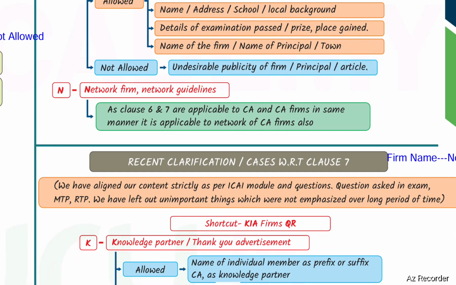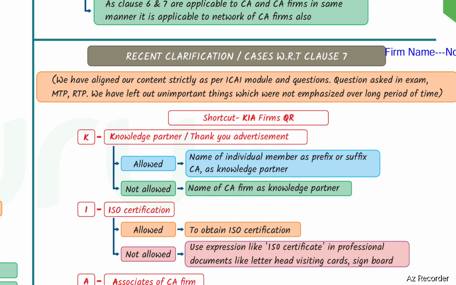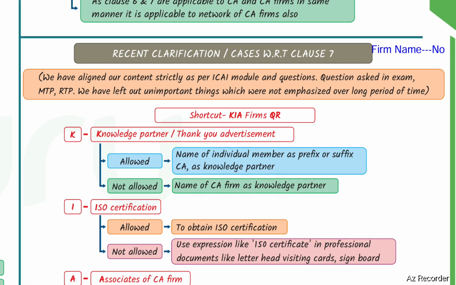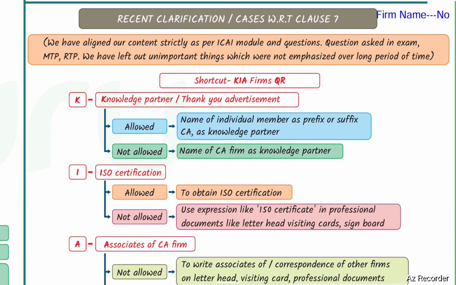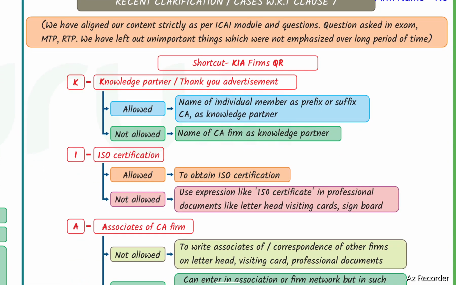Network firms, network guidelines. As clause 6 and 7 are applicable to CA and CA firms in same manner, it is applicable to network of CA firms also. Recent clarifications are cases with respect to clause number 7. Hint is KIA firms QR. K: Knowledge partner or thank you advertisement. Allowed: name of individual member as prefix or suffix CA as knowledge partner. Allowed: name of CA firm as knowledge partner.